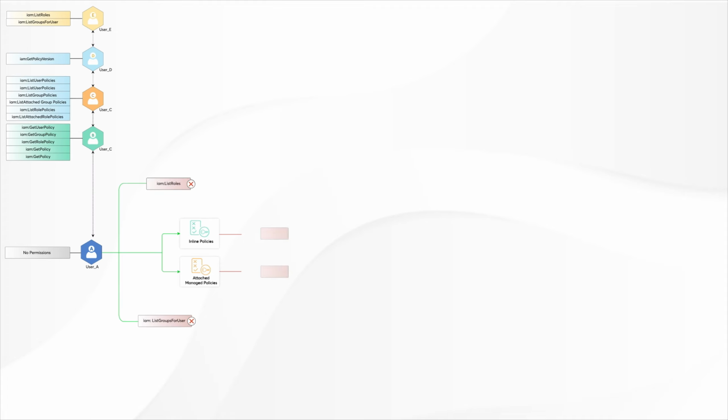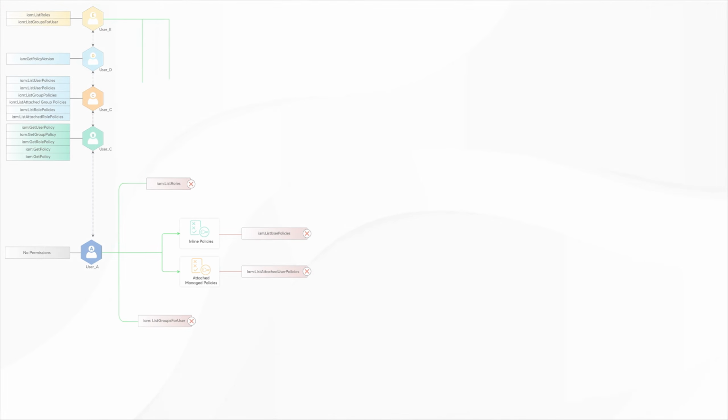5 users, A through E, each hold a different sliver of IAM power. User A sees nothing. User B can read inline policies. User C lists attached policies. User D fetches policy versions. User E lists roles and groups. Run separately, they stay blind.